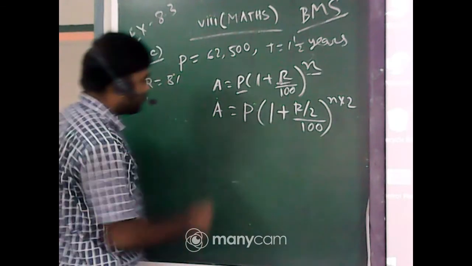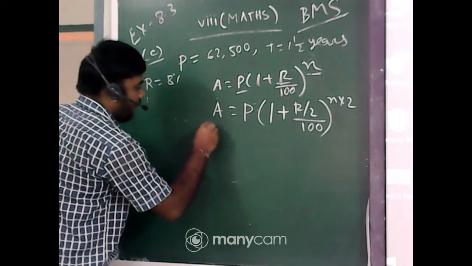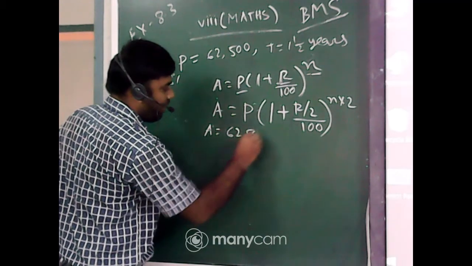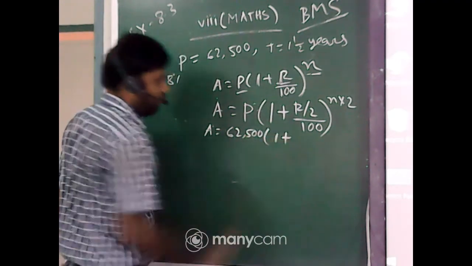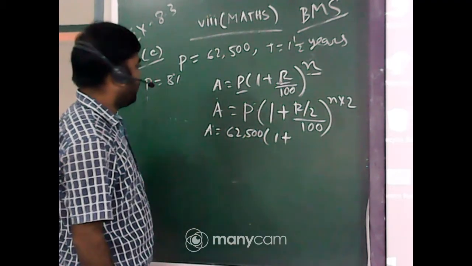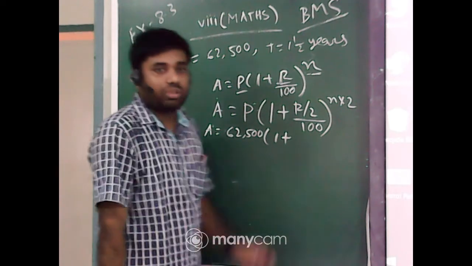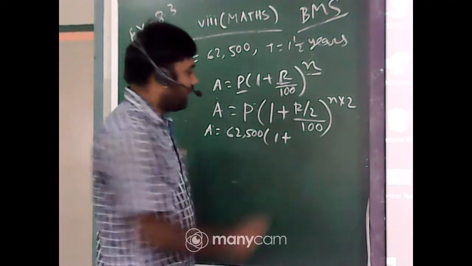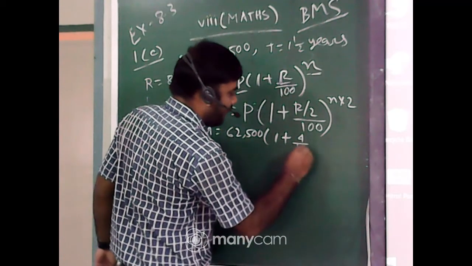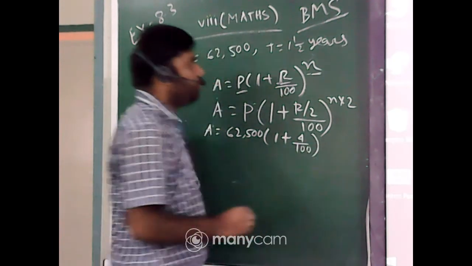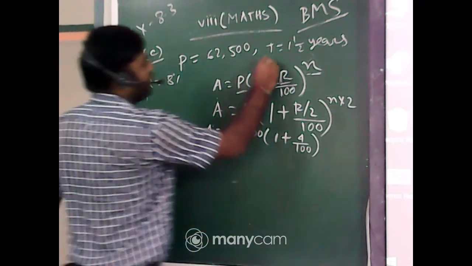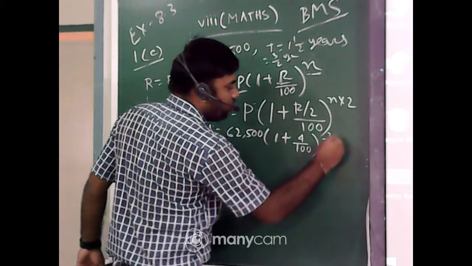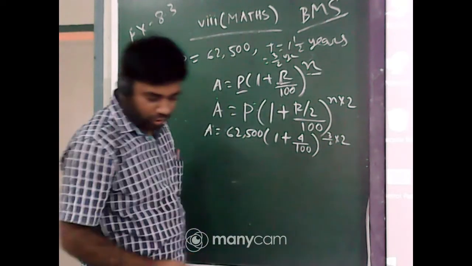So here amount equal to 62,500 into 1 plus R by 100. What is R given? R equal to 8%. R by 2 means 8 by 2, that is 4. 4 by 100 whole to the power n into 2. Here n means time equal to 3/2 years given. So 3/2 into 2.